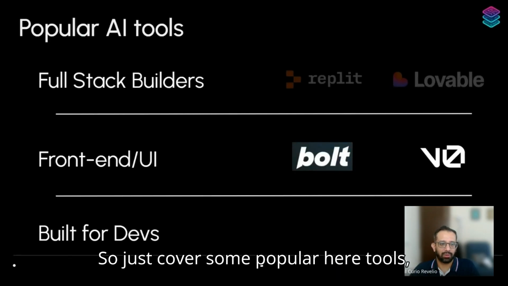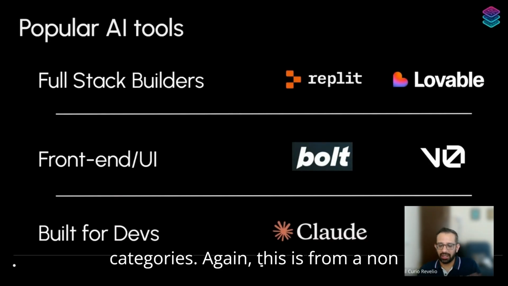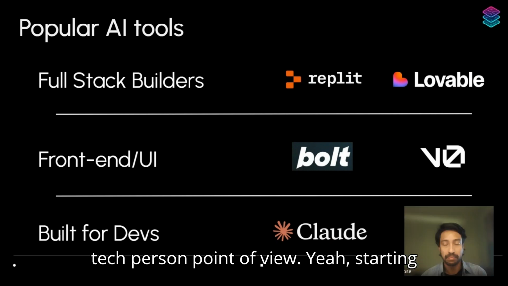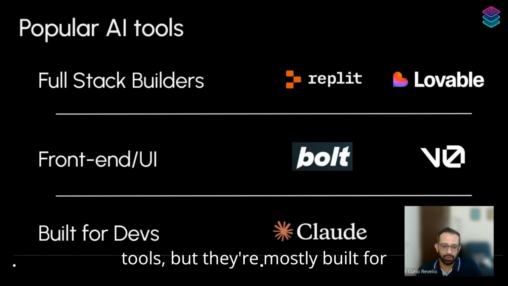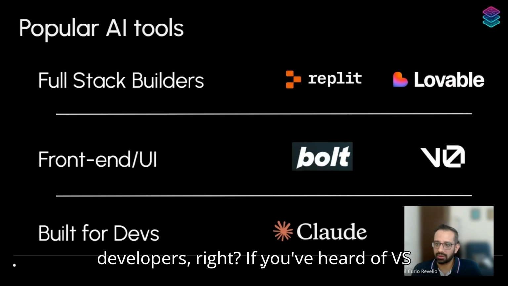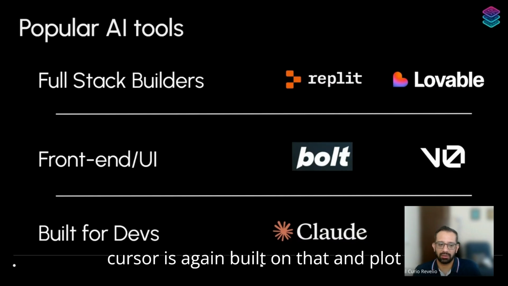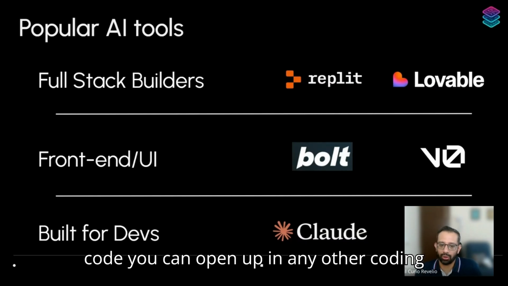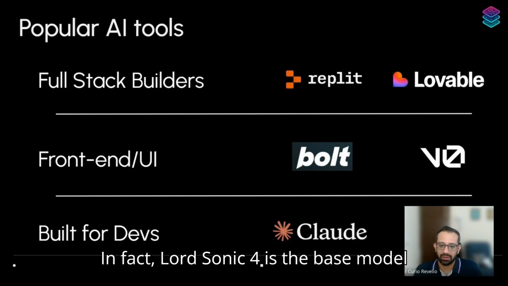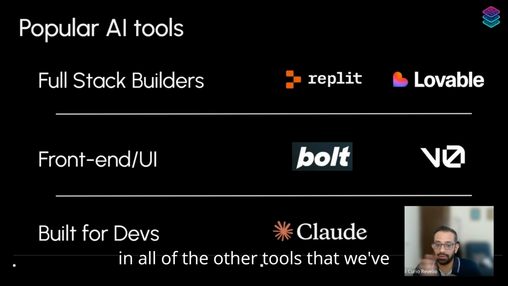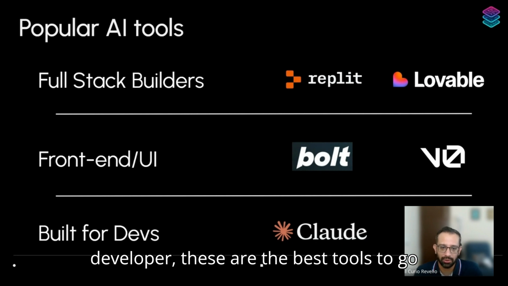So I'll just cover some popular AI tools, right? Broadly, we divide them into 3 categories. Again, this is from a non-tech person's point of view. Starting from the bottom, Claude and Cursor, Claude Code specifically, are very powerful tools, but they're mostly built for developers, right? If you've heard of VS Code or any other CLI, Cursor is built on that. In Claude Code, you can open up any other coding environment and start using it. In fact, Claude Sonnet 4 is the base model in all of the other tools that we mentioned over here, right? So if you are a developer, these are the best tools to go for.